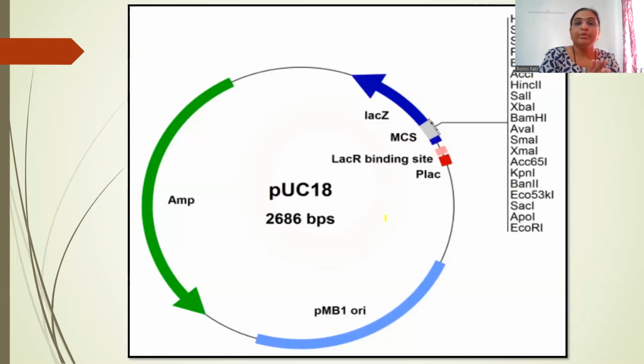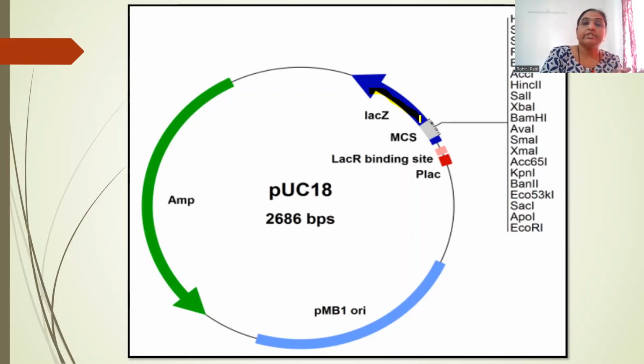Here an example of a vector is pUC18. In this pUC18, you can see that there is the lacZ gene. And this lacZ gene is encoding only the alpha peptide, that is the N-terminal portion of the beta-galactosidase. Only that is encoded by the lacZ gene.